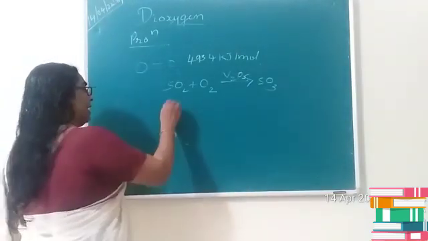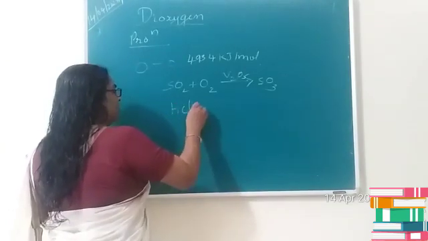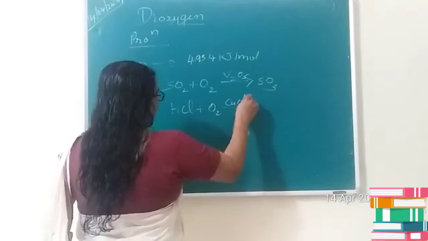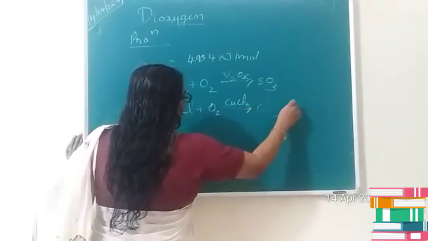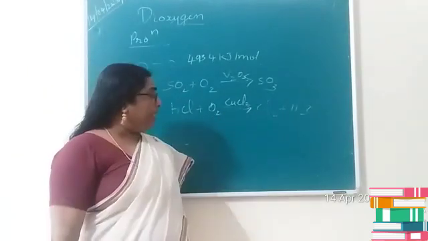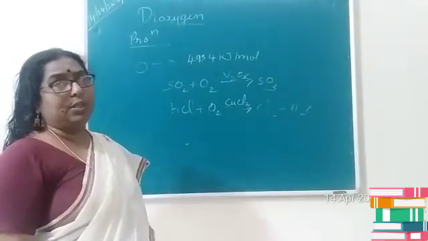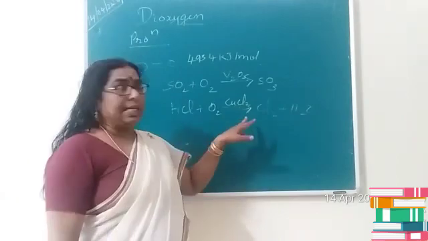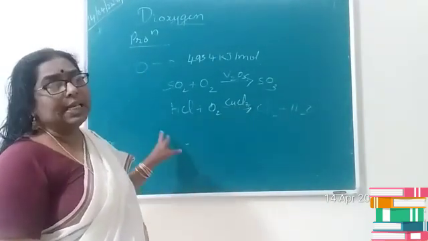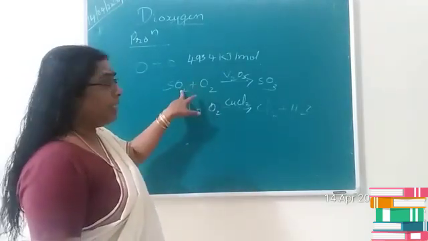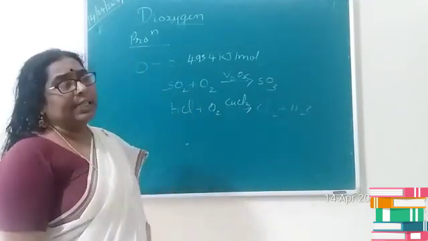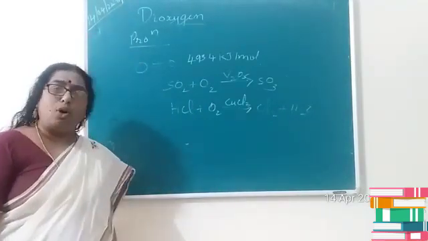In the same way, HCl combines with oxygen in the presence of copper chloride as the catalyst and produces chlorine. This is the method used for the manufacture of chlorine, which is termed Deacon's process, and the first reaction is termed the contact process. Is it clear children? That is about the chemical properties of oxygen.